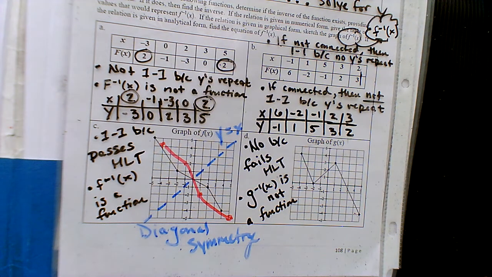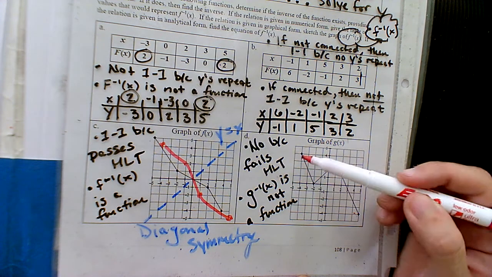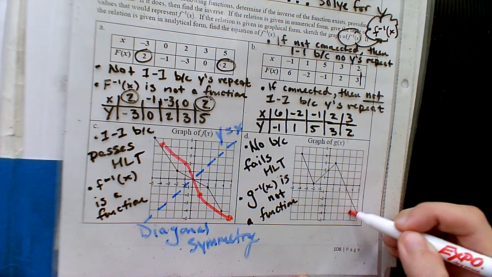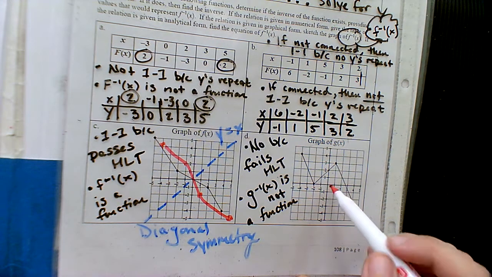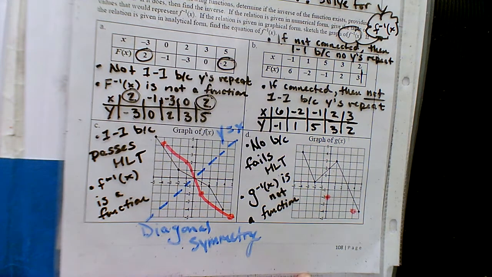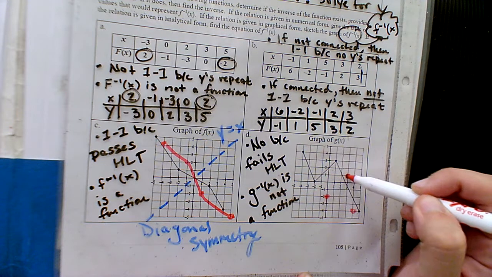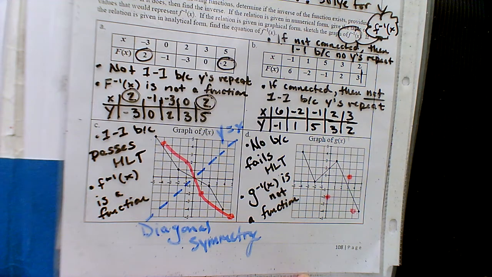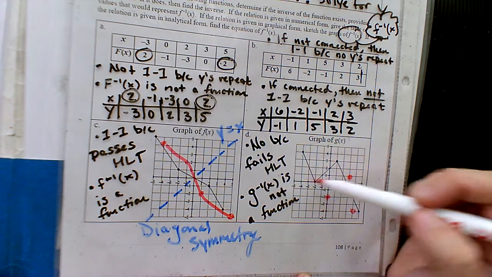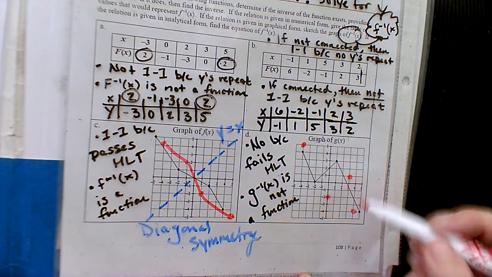So when we actually find the inverse graph, it should fail the vertical line test. So let's see what that looks like. We're going to switch the x and y coordinates. So -4, 4 becomes 4, -4. -2, 0 becomes 0, -2. 1, 3 becomes 3, 1. And 5, -4 becomes -4, 5. Okay, connect them in order.